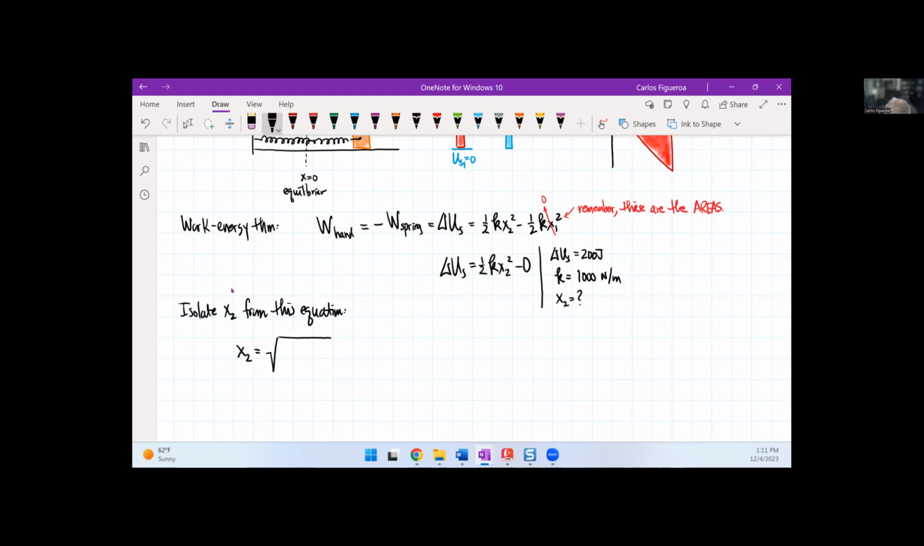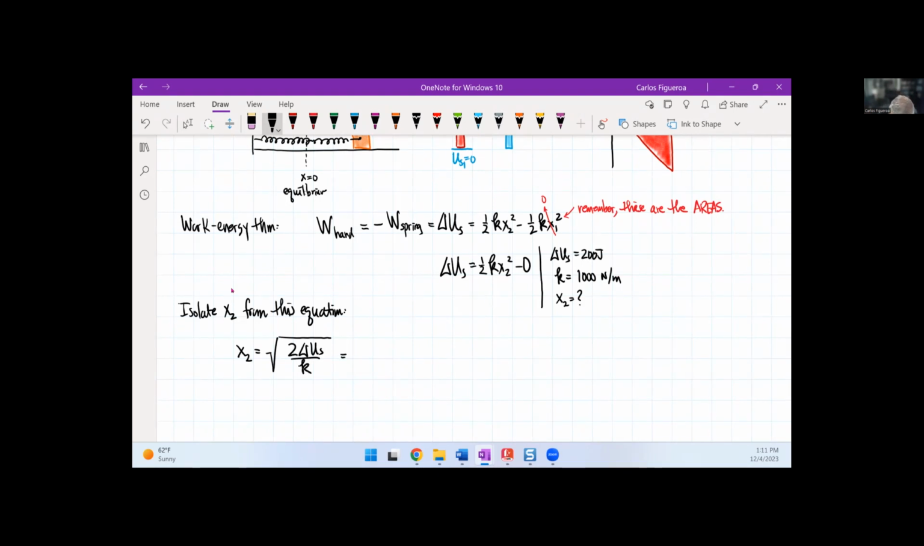So on the left side, you could see that I have the change in the spring potential energy, and I have that 1/2. So if I multiply both sides by 2, I'm going to get 2 delta U_s. And then I have to divide everything by k. And there's my relationship right there.